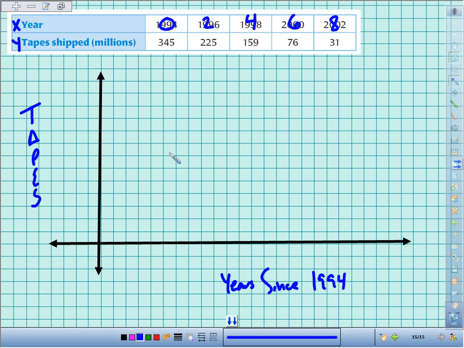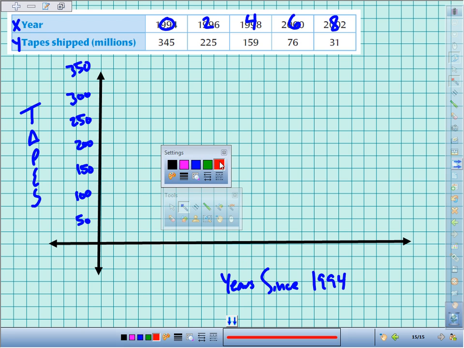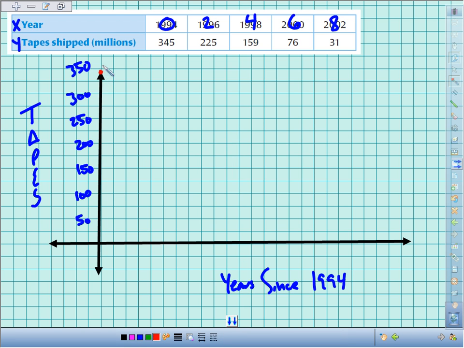So let's see. I think basically I'm going from 0 to about 350. To fit that, maybe I'll go by 25s. So I've got 25, there's 50, 75, 100. There's 150, 200, 250, 300, and 350. We should be able to fit everything. Okay, so 0, 345, just kind of ballparking. Here's 325, 345, a little less than 350.